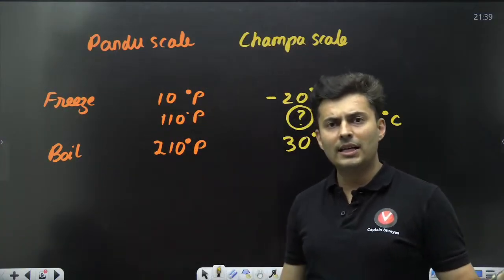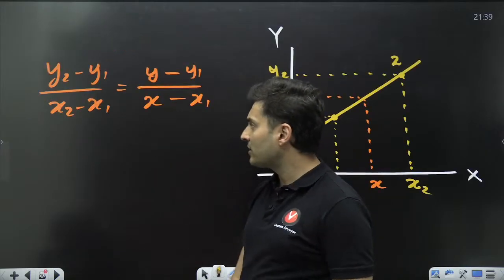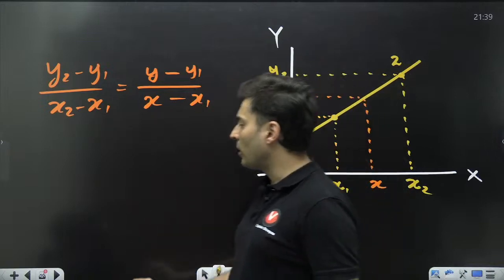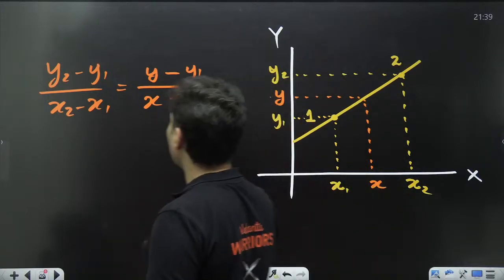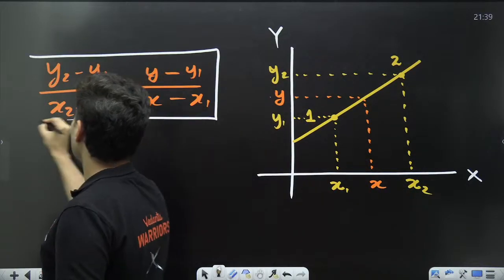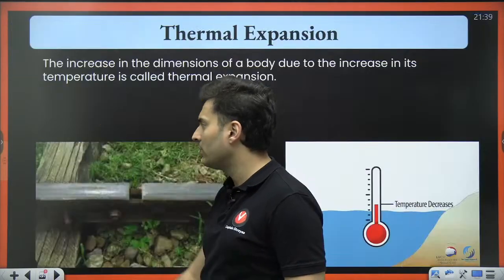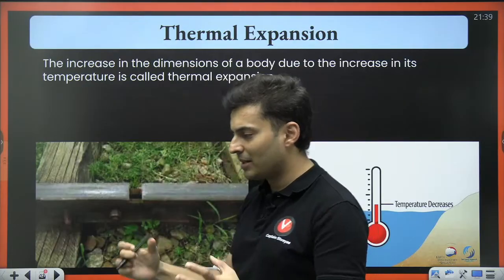So now, will you be able to go from any Pandu scale to any Champa scale? You put one on the x-axis, another one on the y-axis, and use this formula. Very, very simple looking formula only. There is nothing miraculous about this formula. Very easy looking formula, very easy to solve these questions also. Now let's go to thermal expansion.